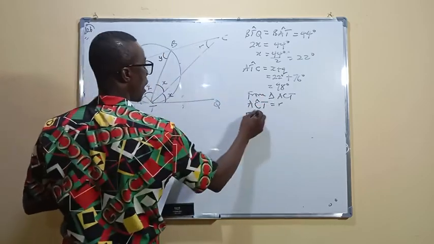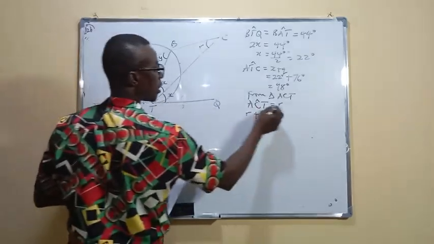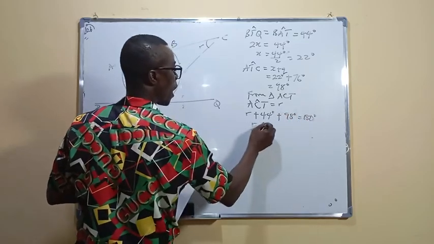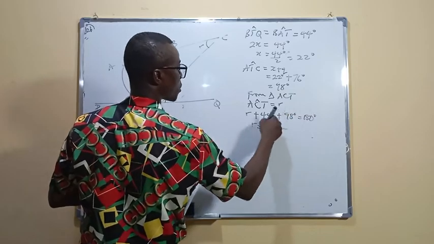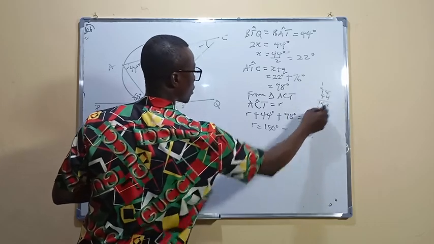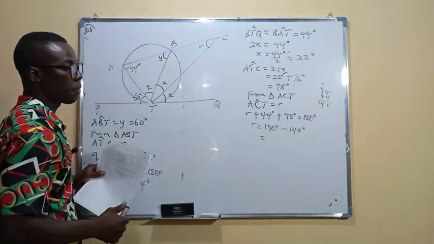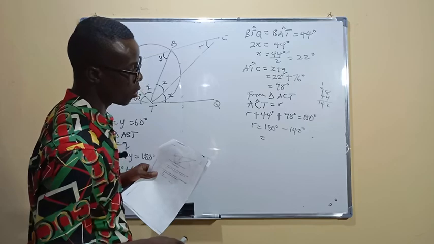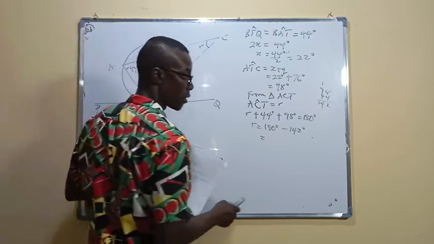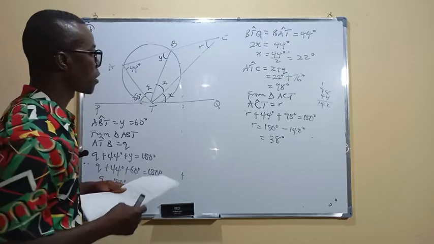So I'm going to say R plus 44 degrees plus the whole of this, which is 98 degrees, equal to 180 degrees. So R will be 180 degrees minus, when I add 98 plus 44, that's 142 degrees. Making 180 minus 142 degrees to be 38. That's true, that's 38 degrees. So that solves the angle.